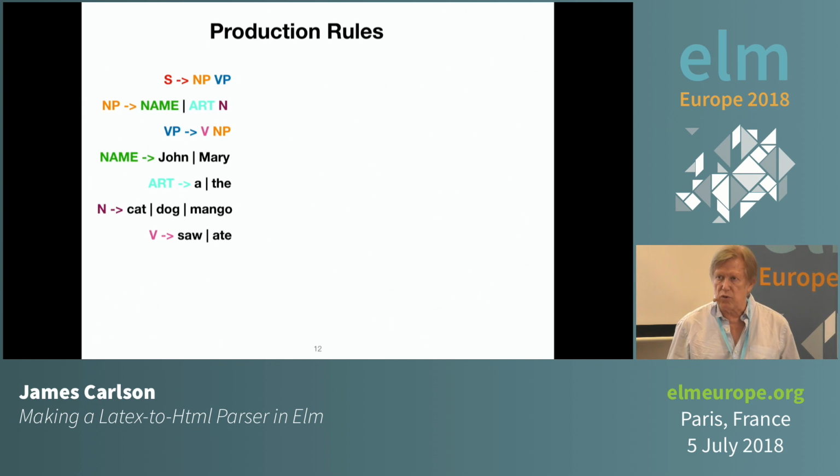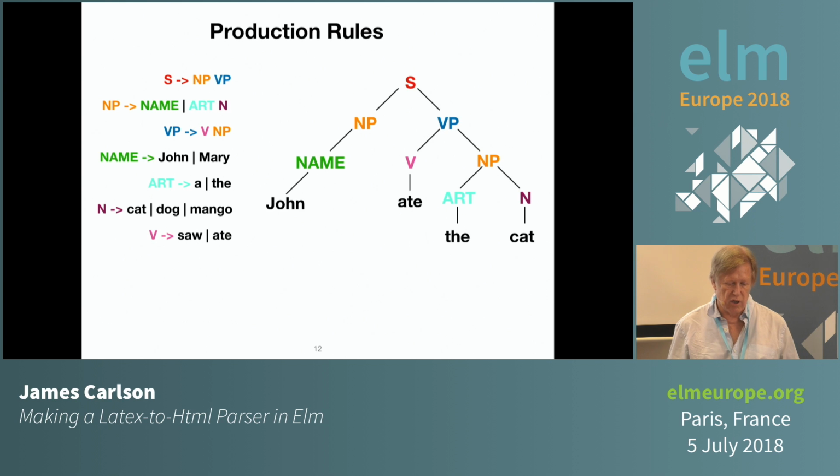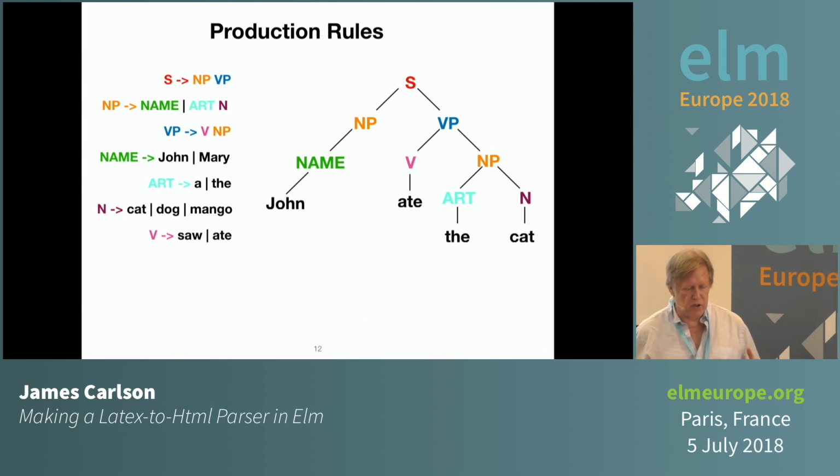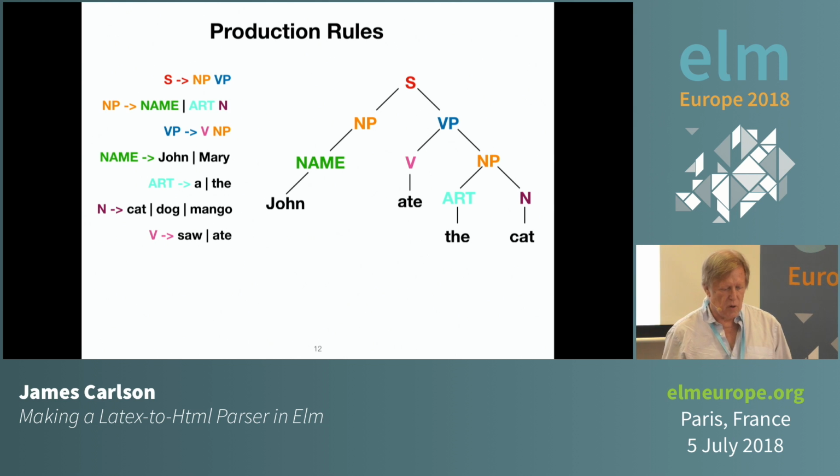Here are the production rules for the syntax tree that we just saw. There's the tree. And you can understand practically everything by just looking at the colors. So S, which stands for sentence, can be derived to noun phrase followed by verb phrase. So there's a little rule that tells you how to construct the children of the S node. NP is noun phrase, VP is verb phrase.